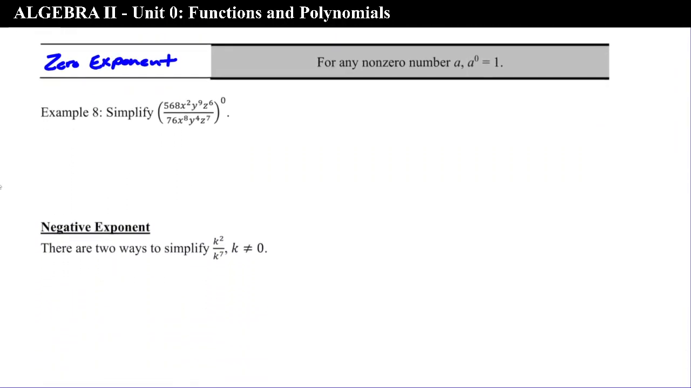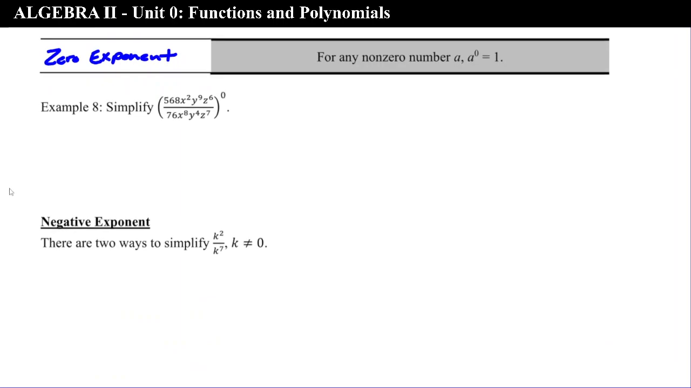So, are you ready for the easiest example that you're ever going to see? Let's simplify all of this mess to the 0 power. Well, it's 1. Because it's all to the 0 power, it's equal to 1. That's it. It's that simple.